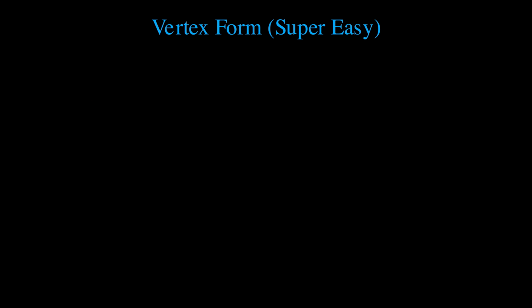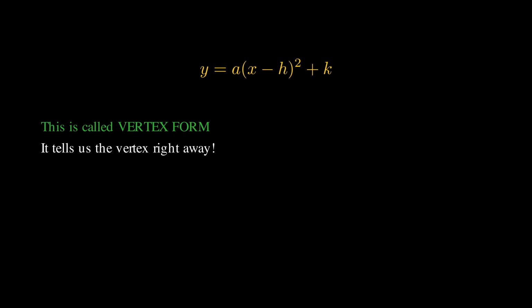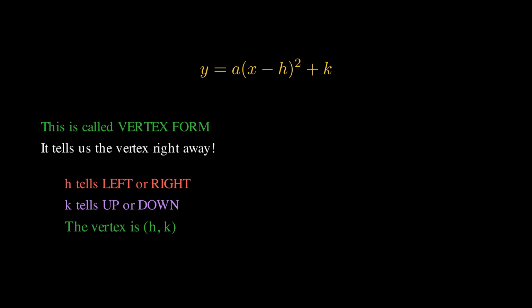In the last video, we learned how to find the x value of the vertex using a formula. In this video, I'm going to show you a different formula that gives you the vertex instantly. This equation is called vertex form. Vertex form is written as y equals a times x minus h squared plus k. Vertex form is special because it shows us the vertex immediately.